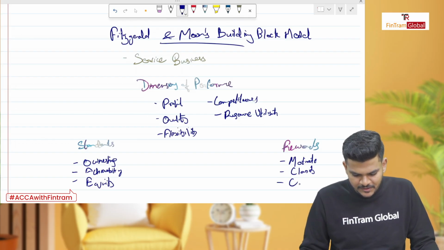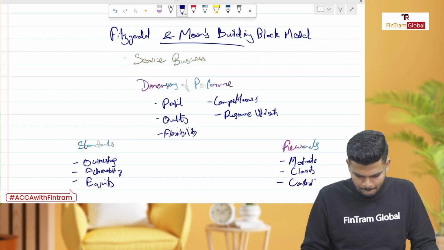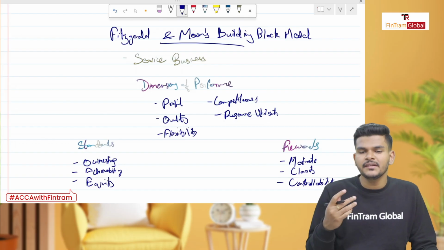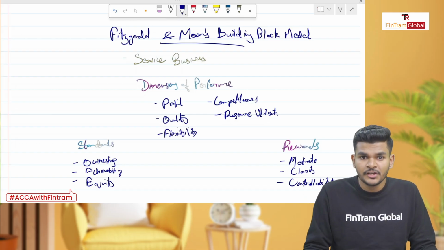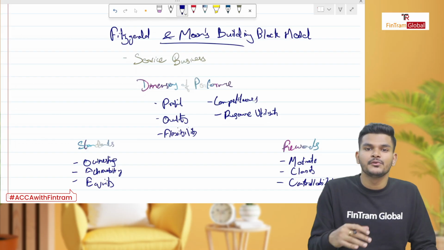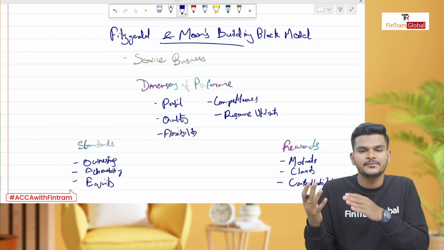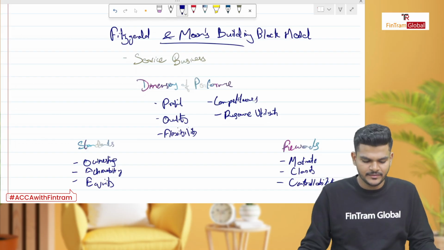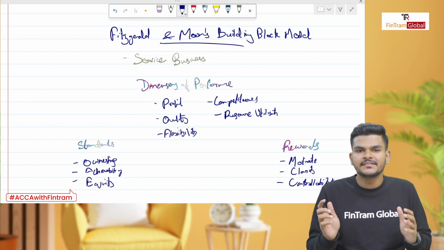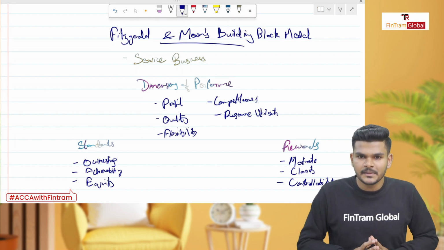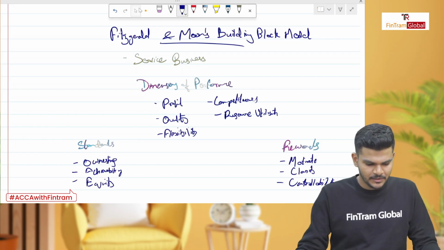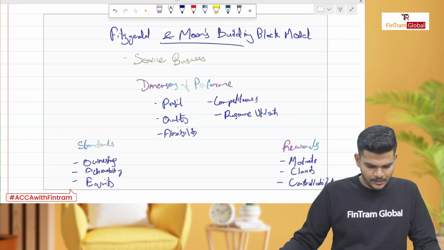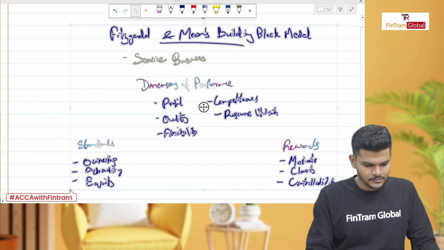And then controllability. Okay, folks, just the principle of controllability, right? We should not hold people responsible for things that are outside their control. So rewards should only be set on those aspects which the individual has control over, is what we're trying to say here. Okay, folks, so these are the three dimensions of the Fitzgerald and Moon's building block model, right? And you may have to apply this in certain scenarios, so just be mindful of that. Okay, folks, remember, it's primarily for service businesses.